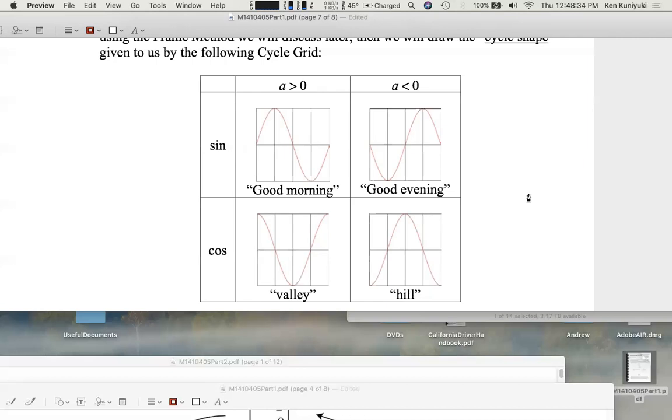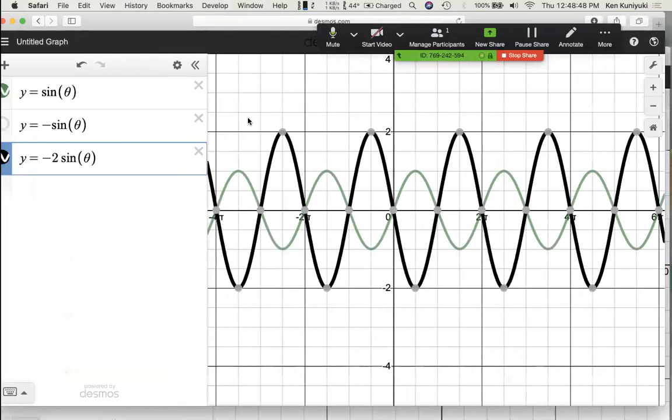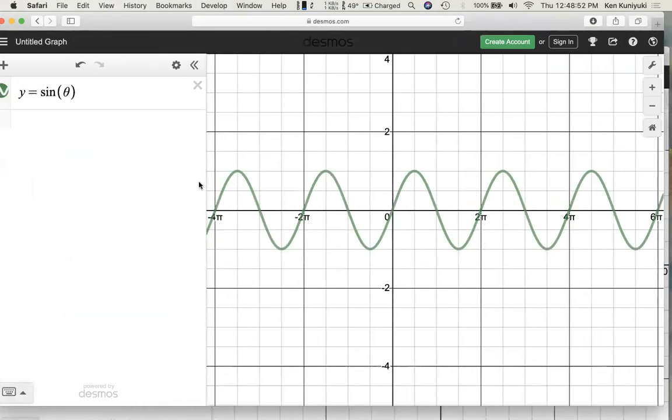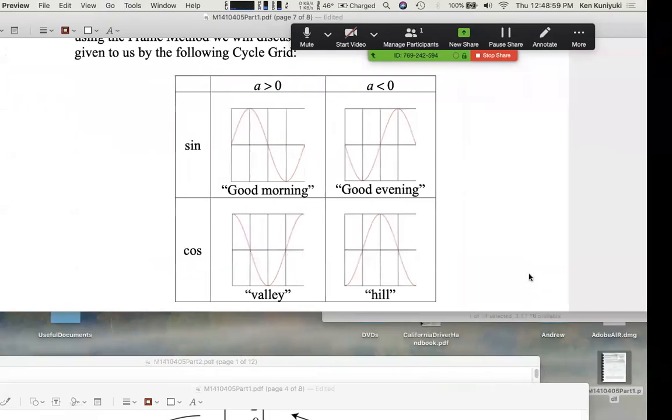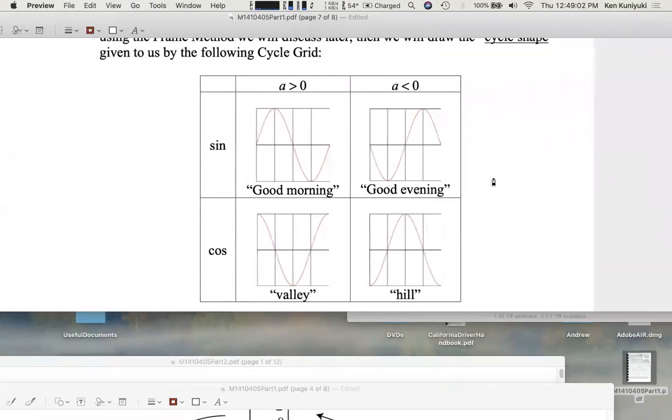So if we're going to graph one cycle for a transformed sine or cosine function of the type I could give you, then you're either going to graph a good morning shape, a good evening shape, a valley shape, or a hill shape. Now, granted, consider the graph of y equals sine of theta. It's true that all 4 of these shapes are attained eventually on that curve, but we're going to describe a method where you're going to use one of these 4 particular shapes in order to graph one cycle using our frame method with appropriate coordinates. So remember these 4 shapes.